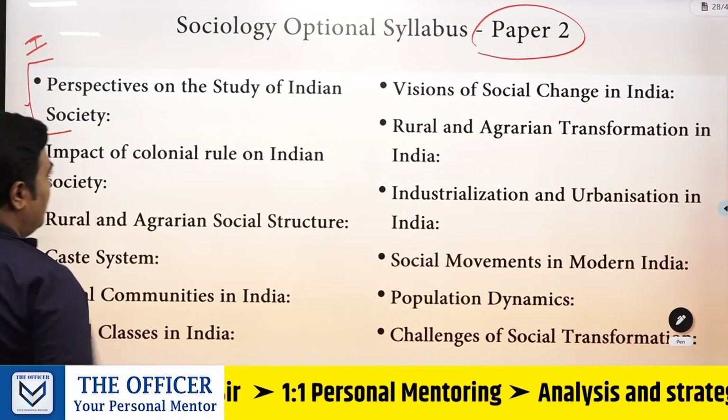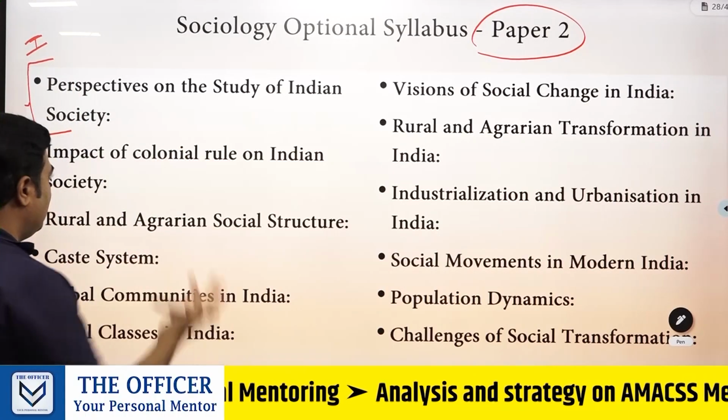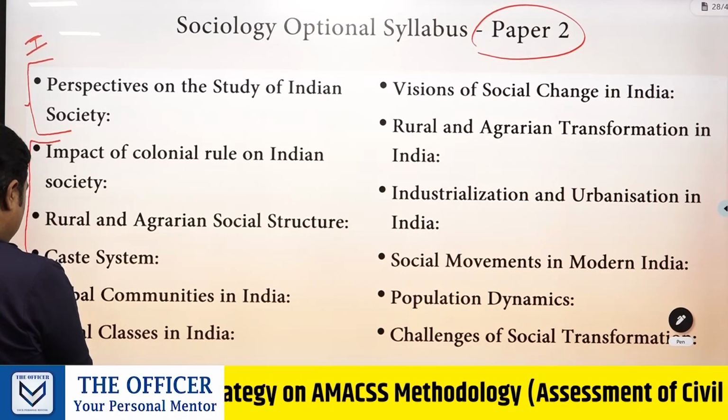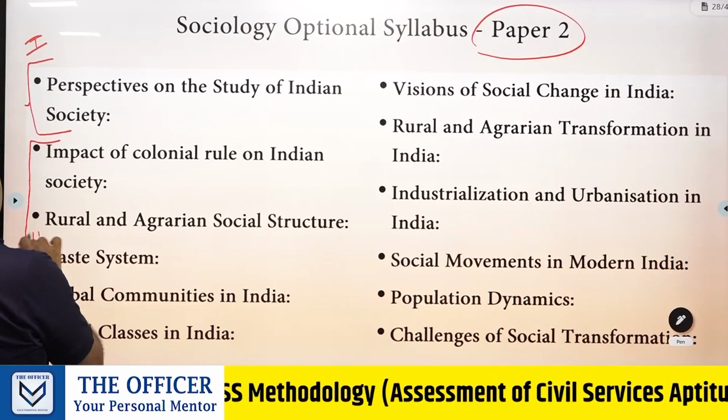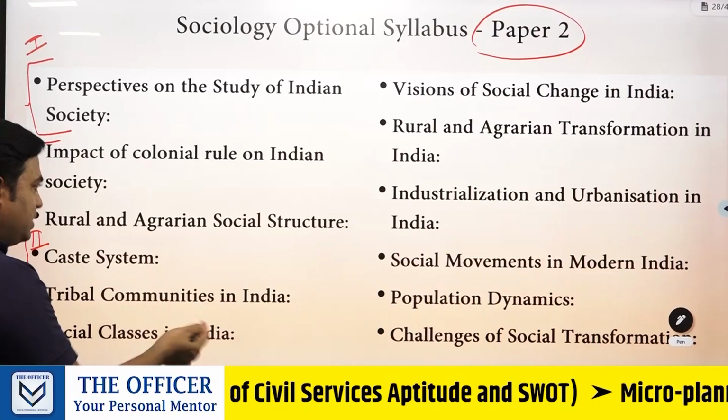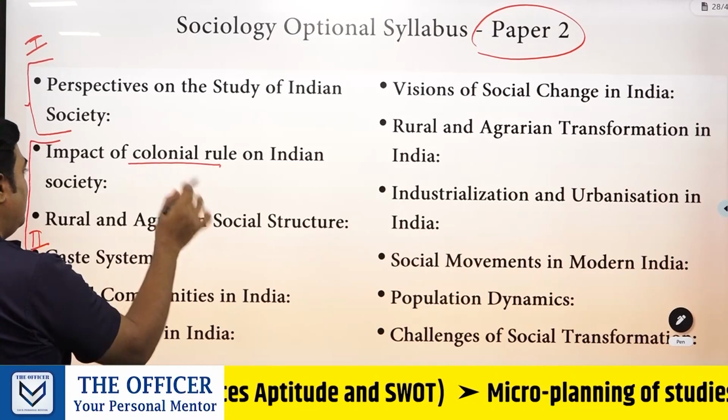Perspective means the particular thinkers, three thinkers we are going to discuss here. Then UPSC has divided the next into a second category, that is the structure. The structure of Indian society, which is influenced by the colonial rule.